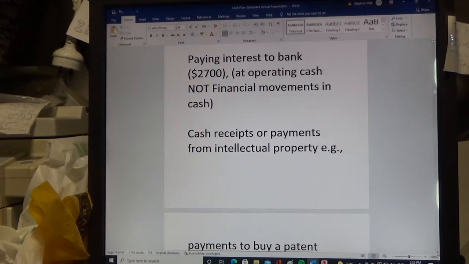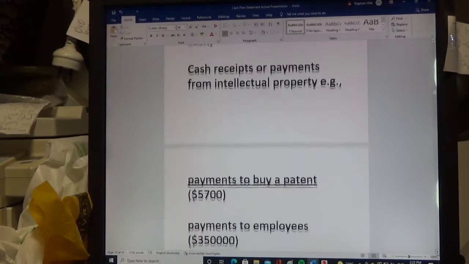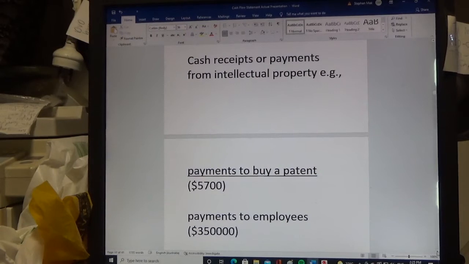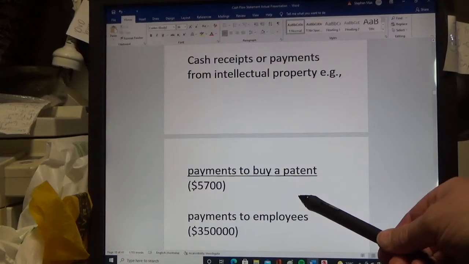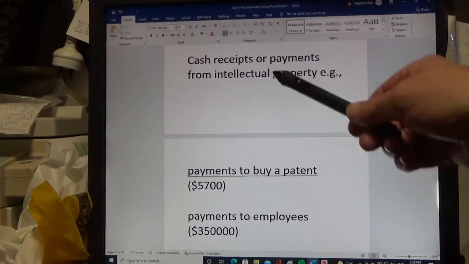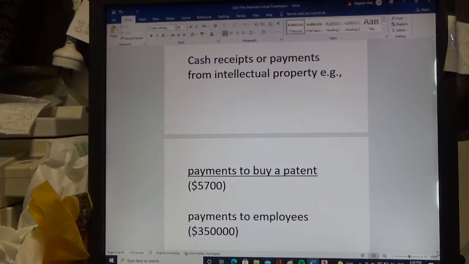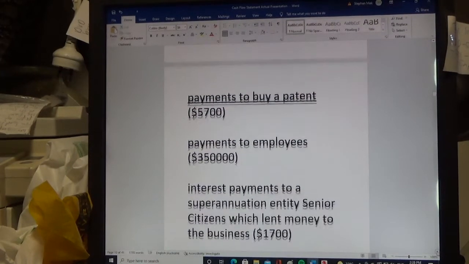So if you're paying interest on a loan, you put that figure in operating cash flow movements. Also, cash payments go here for intellectual property, e.g. payments to buy a patent, $5,700. If it was a receipt, it'd go higher with a positive figure if they were selling a patent, but in this case they're buying a patent.